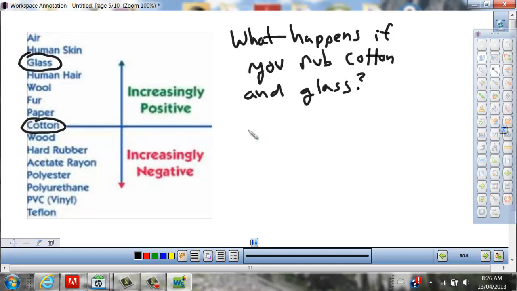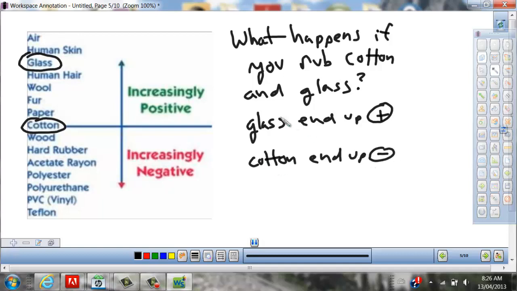You guessed it. This is going to be opposite. Glass will end up positive. The cotton will end up negative as the electrons jump from glass to the cotton.